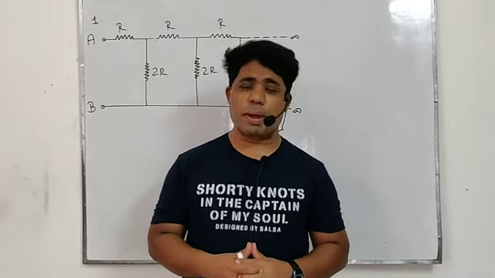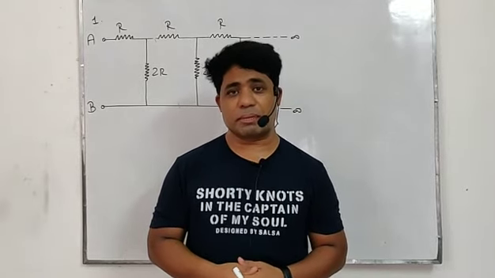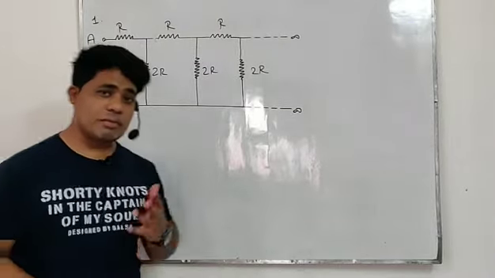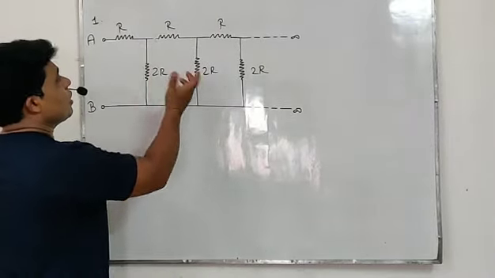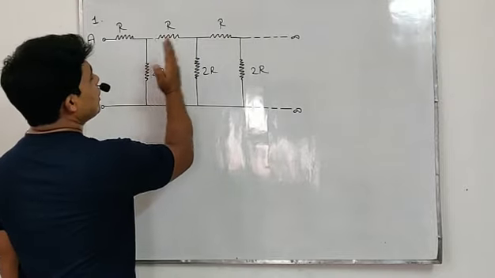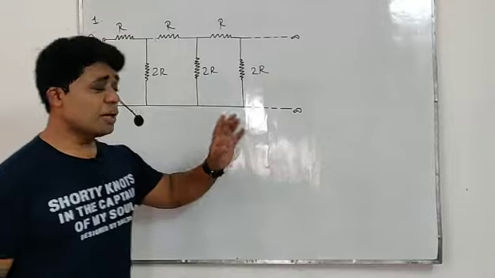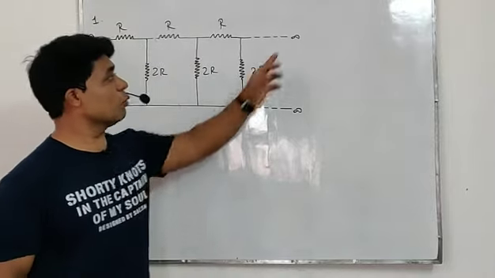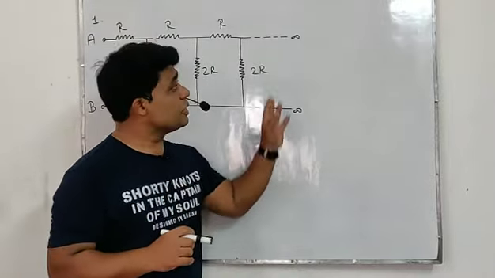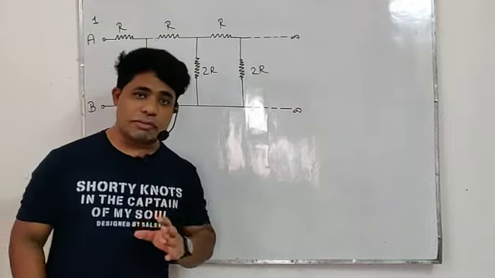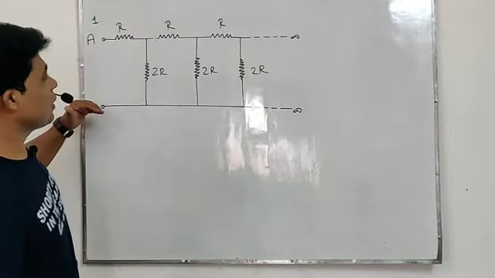Now today we will discuss a numerical based on a resistance circuit. Okay, see the question, students, let's start. We are given a circuit diagram in which we are given resistance R and 2R, 2R and 2R, and the circuit is leading to infinity. He is asking to find the equivalent resistance between the A and B terminals.